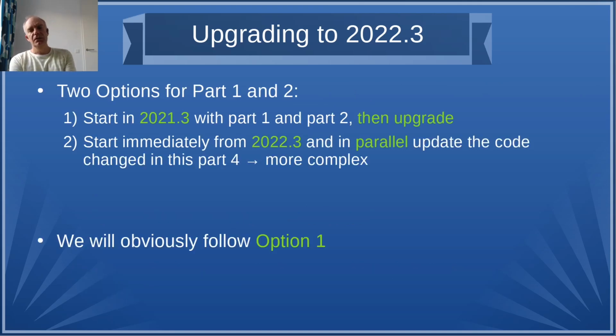There's two options. If you are a new viewer and you want to start with part 1 and part 2, you can start with Unity 2021.3 and then upgrade. And that's what we'll do, obviously, because we followed that path. The second option is that you start immediately from Unity 2022.3 and you follow the video part 1 and 2, and then in parallel you have to update the code according to the changes that we will put in this part 4. It's more complex, but it is as it is. So obviously we will follow option 1.